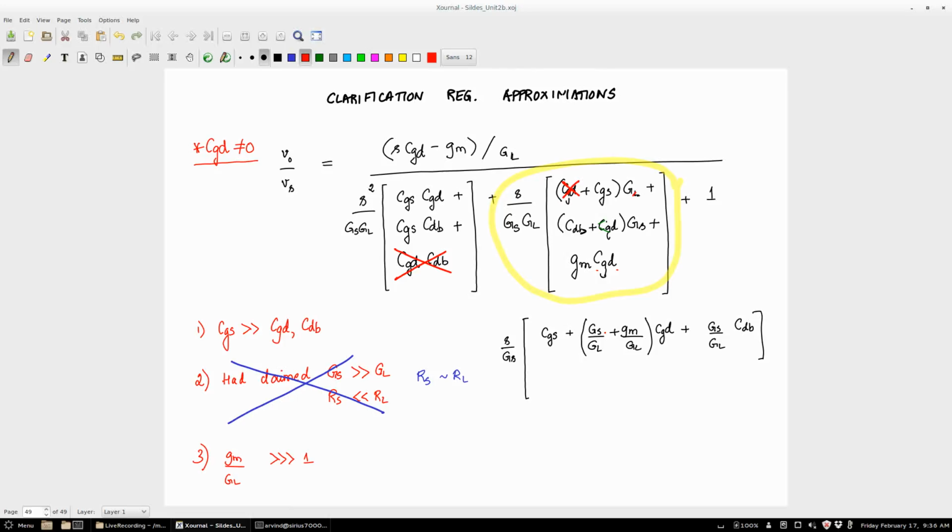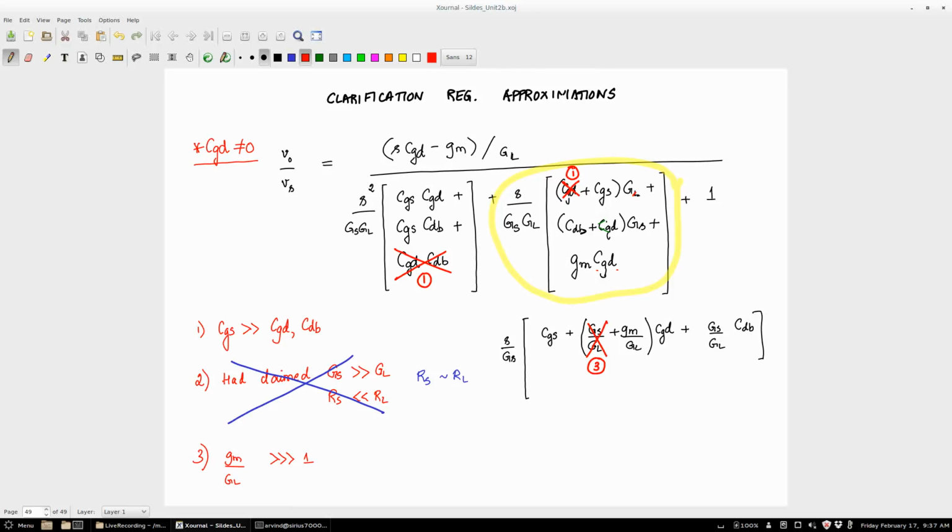Now you can use this approximation 3. Can you use approximation 3 and tell me what I can do? I can kill this GS by GL with respect to this GM by GL, right? Because GS and GL are approximately the same. Even if they are not, even if I say RS is one order of magnitude more than RL, your GM by GL is going to be much larger because this is an amplifier, right? So killing this one is valid. I'll cut this and put 3 because of that reason. It's also because of reason 1.